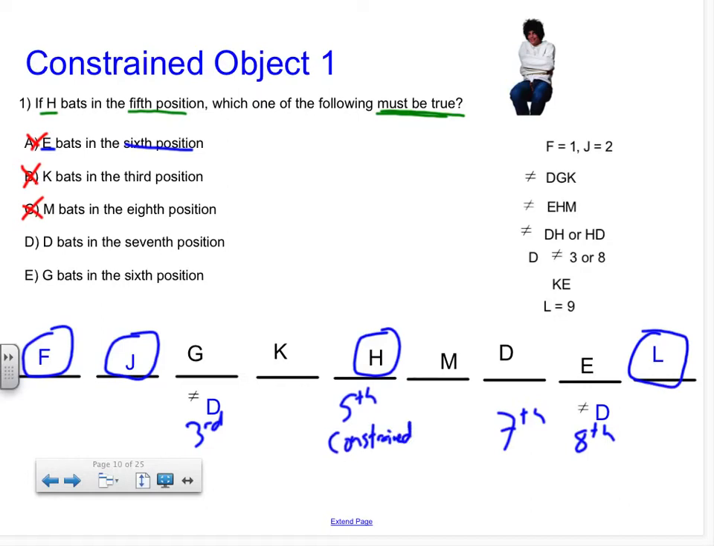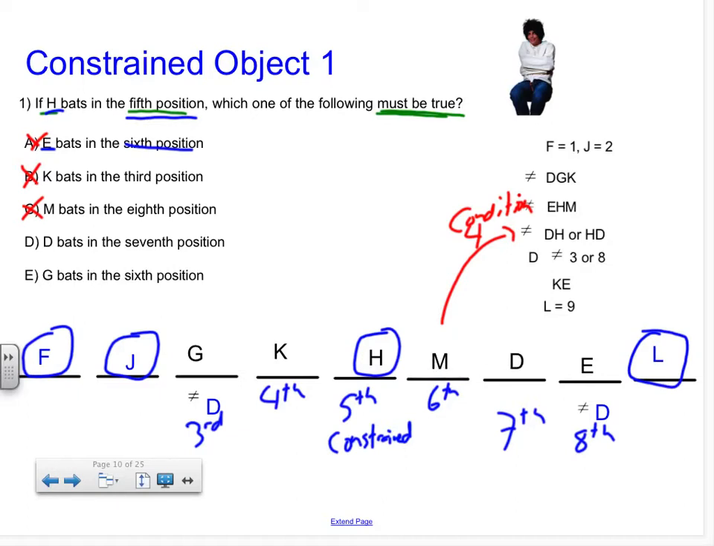Based on the question up here, H bats in the 5th position. So all that's left is the 4th and 6th position. So what would happen if we put D in the 6th position? If we were to do that, then it would break condition 4. So we can't do that, so we need to replace D back in its spot.